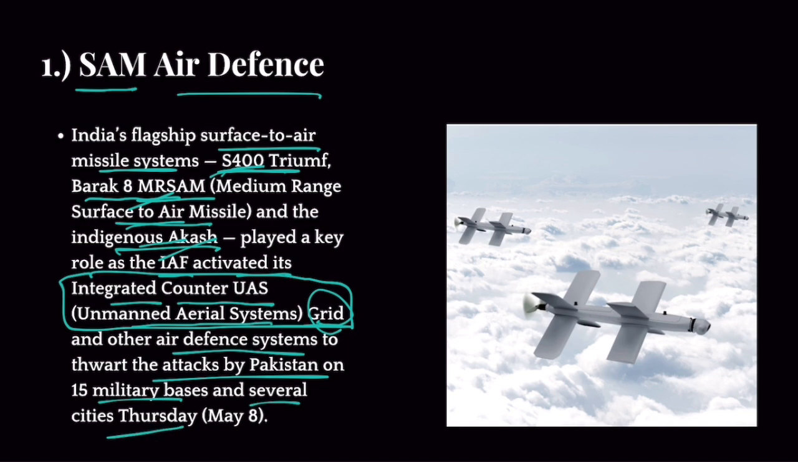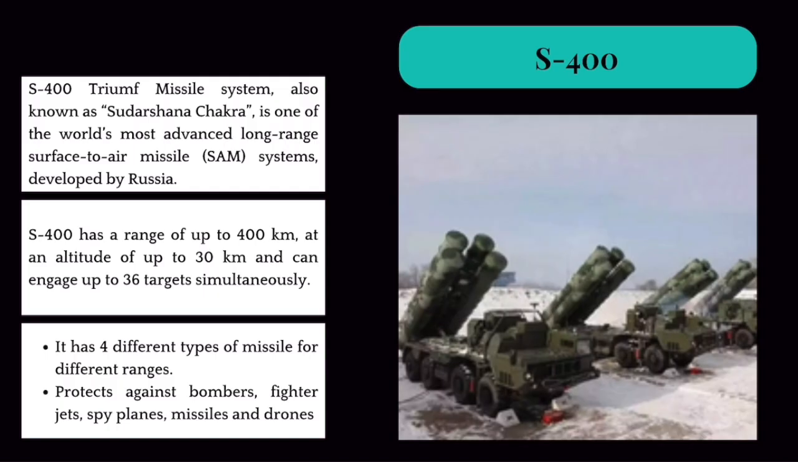Clear? Now we'll discuss each of these missile systems one by one, and then we'll try to understand what this grid is all about. So first of all, S-400. It is a surface to air long range missile system, and it was created by Russia, and India procured it from Russia. It was given to Indian Air Force, and Indian Air Force has renamed it as its Sudarshan Chakra. Now S-400 has a range up to 400 kilometers and can hit aerial objects at the height of 30 kilometers. That's quite a lot.